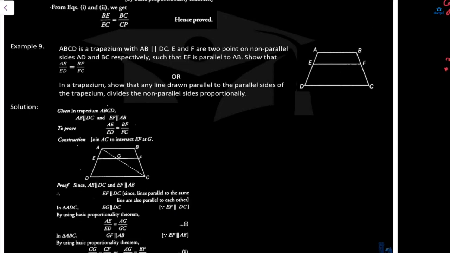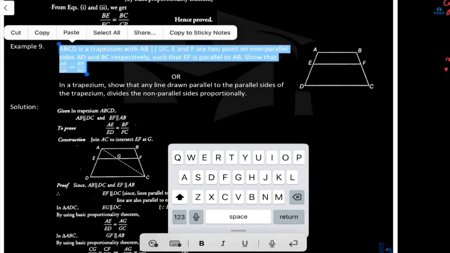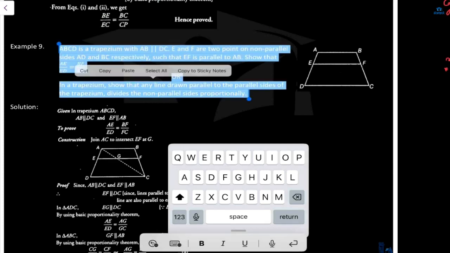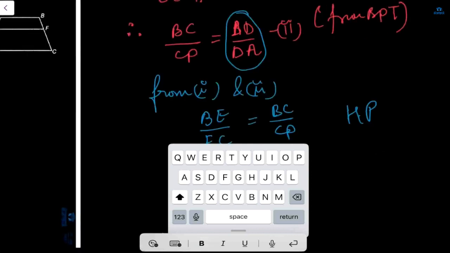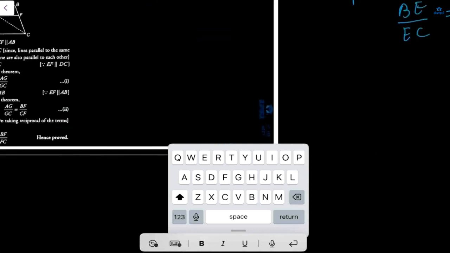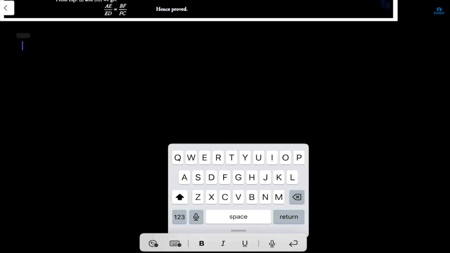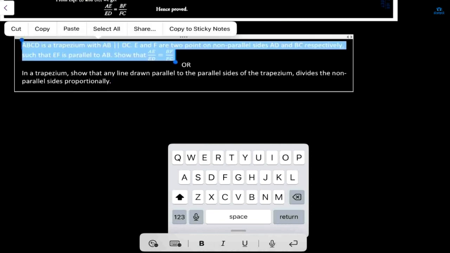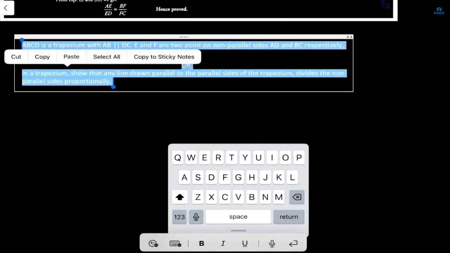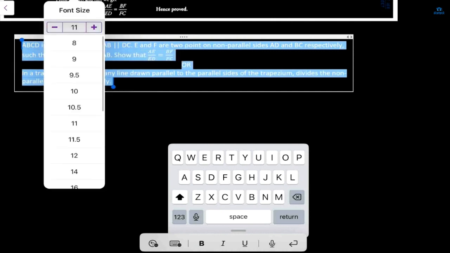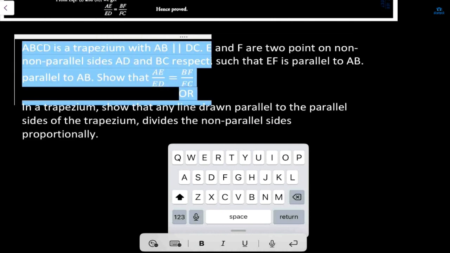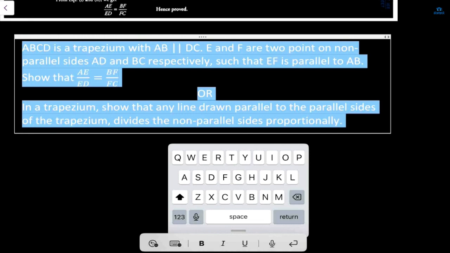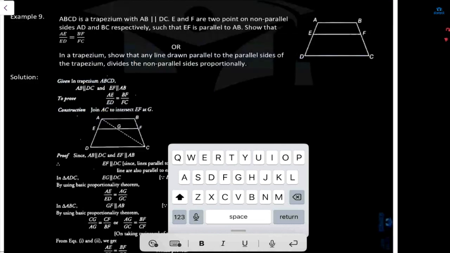Now you want to try this one. This is a question that has already come in one of your board exams, in a previous year. The same question was asked in two different ways. The solution is the same. I'm not drawing the diagram. I'm giving you the diagram, but here the diagram may not be mentioned.